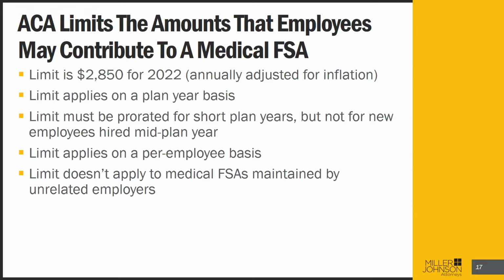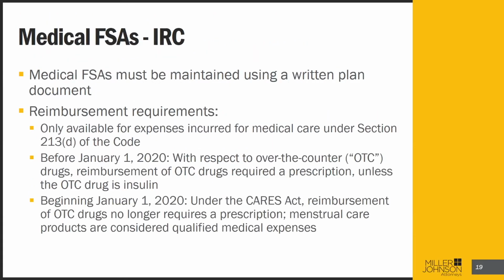And the limit applies on a per employee basis. For example, if both spouses work for the same employer, each spouse can contribute $2,850. The limit doesn't apply to medical FSAs maintained by different employers. So if an employee works for 2 employers, he or she may contribute $2,850 to each FSA. Under both ERISA and the Internal Revenue Code, medical FSAs must be maintained using a written plan document. And this is typically satisfied through an employer's Section 125 cafeteria plan document.